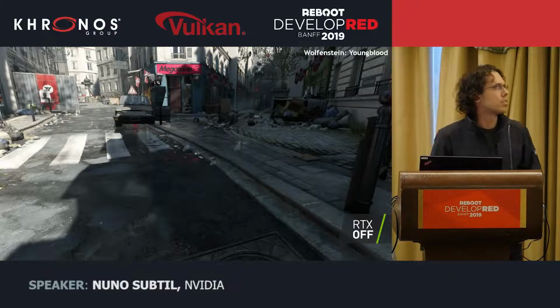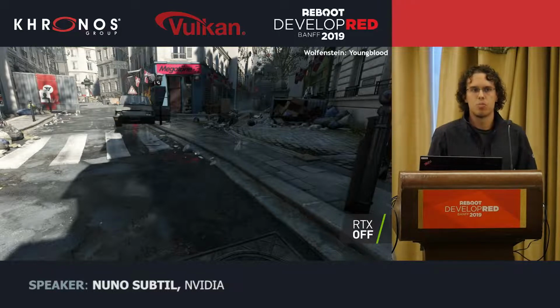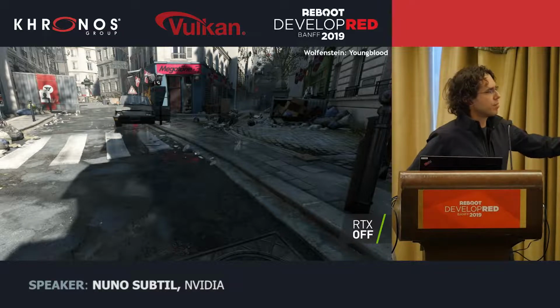So going into some more detail, I have a few images. They're a little dark on the screen, but hopefully you can make out what's going on there. This is a screenshot from Wolfenstein Youngblood from MachineGames. The game launched over the summer, if I'm not mistaken. And NVIDIA has announced that we're partnering with MachineGames to bring ray tracing support to the game. So this is what the game looks like.